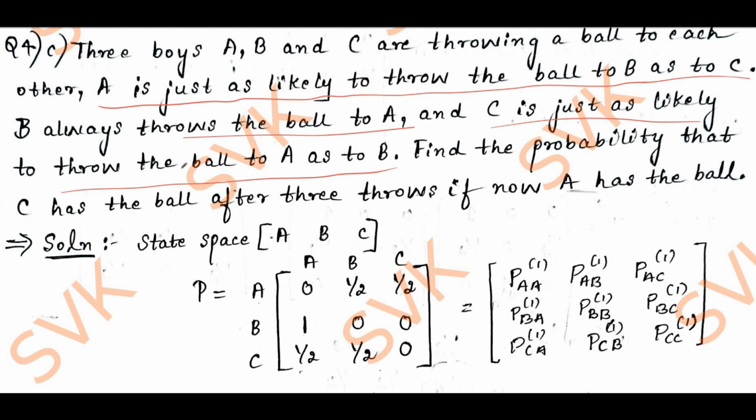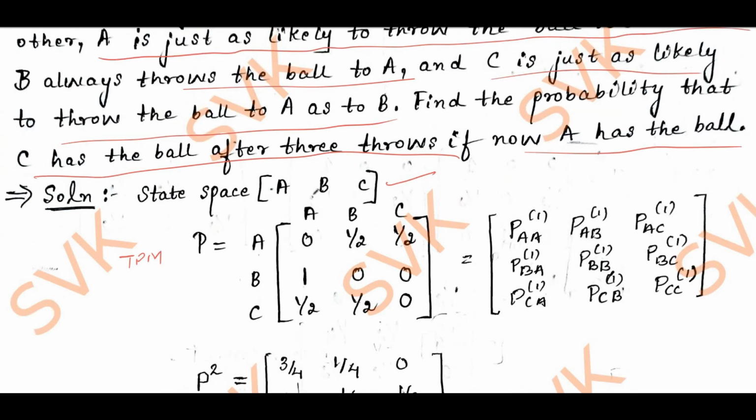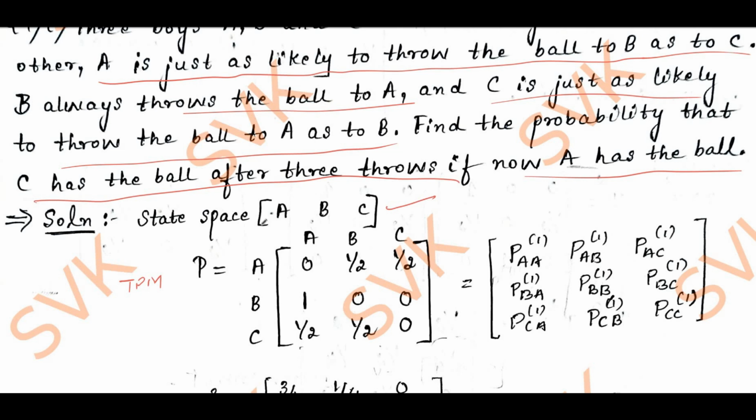We are required to find the probability that C has the ball after 3 throws if now A has the ball. So first I need to define the state space. The state space is A, B, C. Then I need to define the transition probability matrix, TPM. So P is equal to a matrix with rows and columns labelled A, B, C. A is not throwing to A itself in the first scenario. A will throw the ball to B and C.